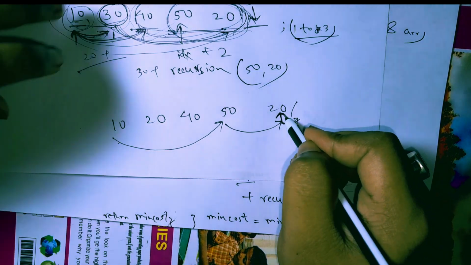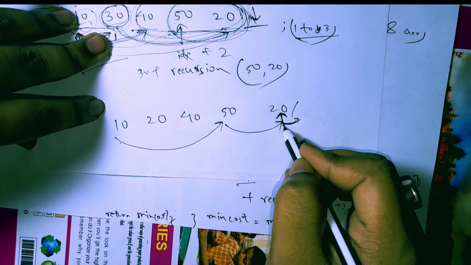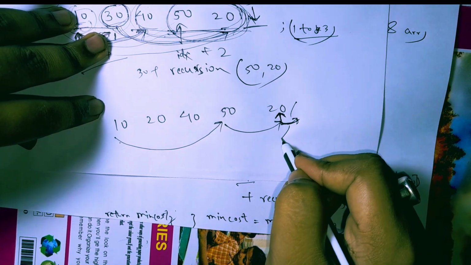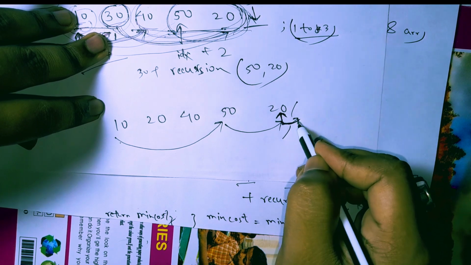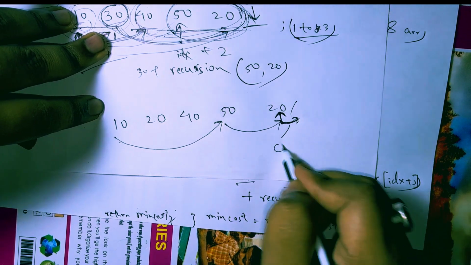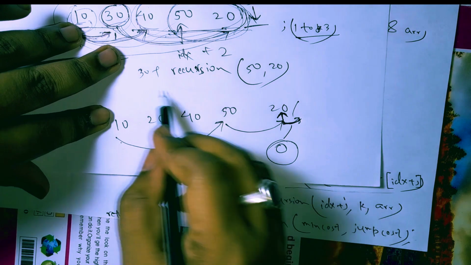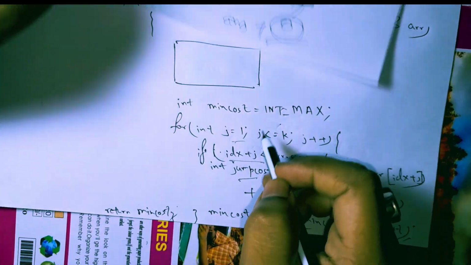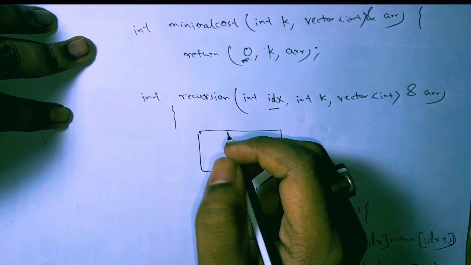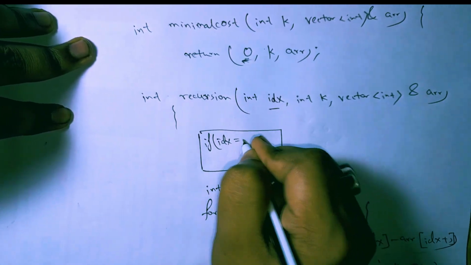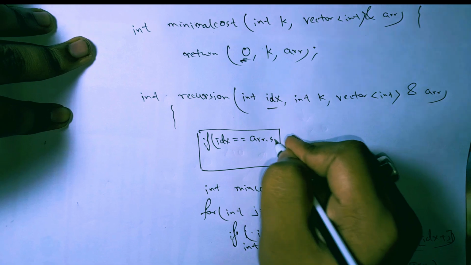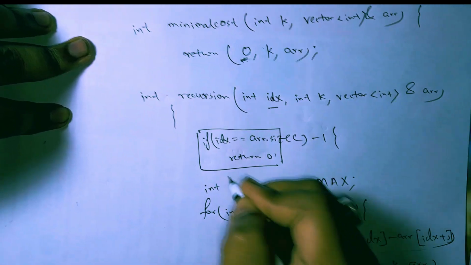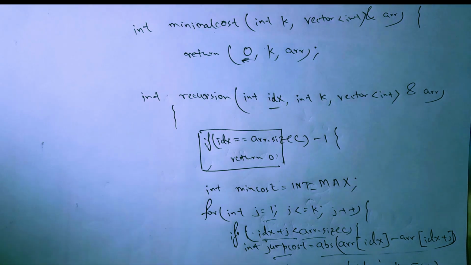If I have reached here, then please stop my recursion and return 0, because from here nothing is to be added, since no further jump is required. So I will simply return 0 from the whole case, answer plus 0. So what will be my base condition? If my index is equal to array dot size minus 1, then I will simply return 0. So this is my recursion solution.